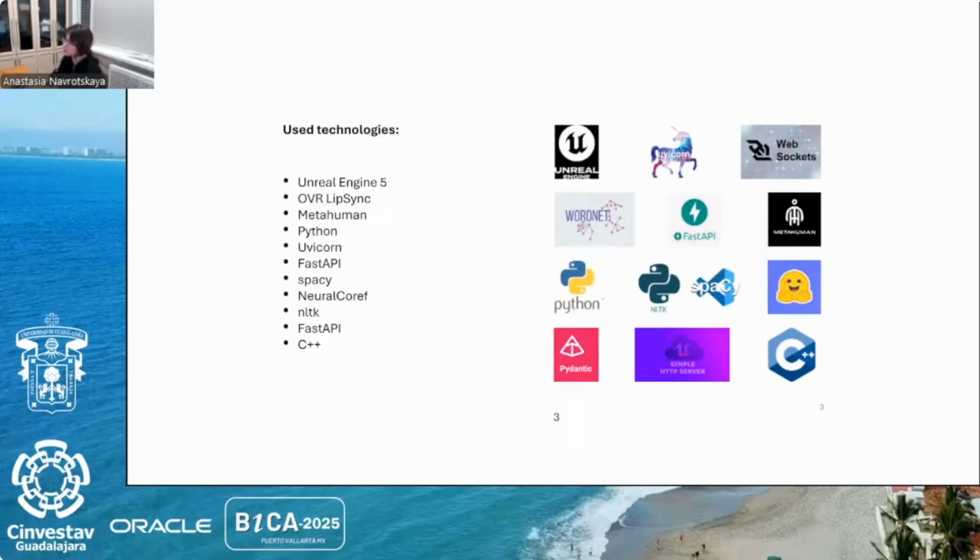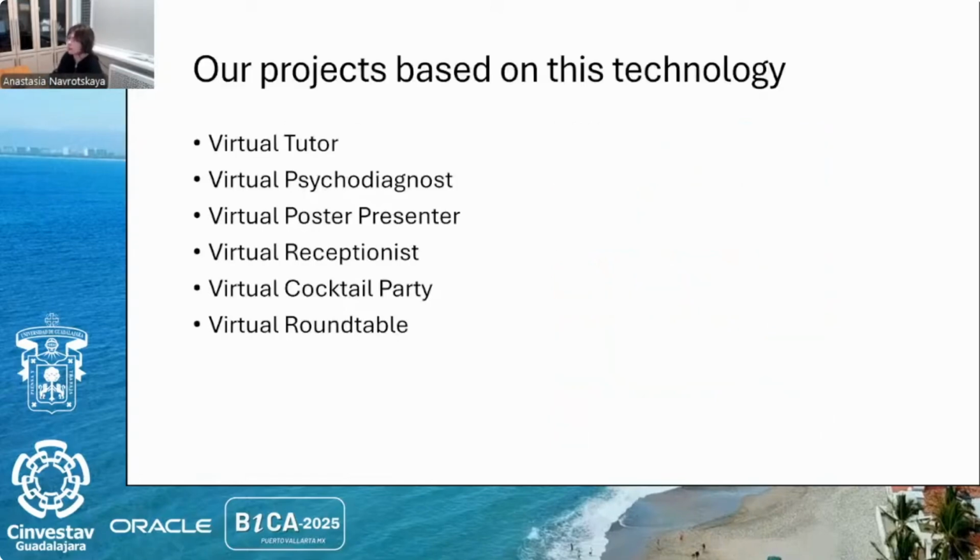Specifically for the models of agents, we use MetaHuman because I think in Unreal Engine it is the closest to state of the art visualization of a human-like actor. So our projects still are based on this technology.